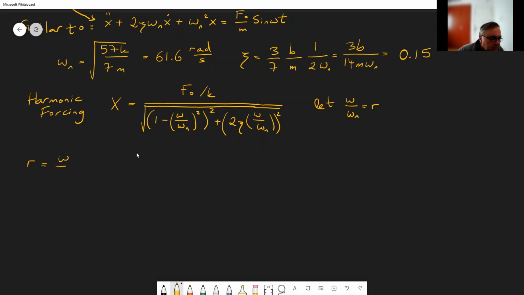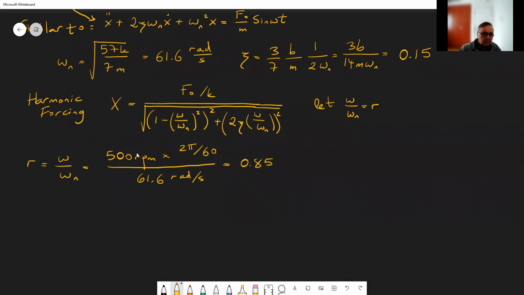R is equal to, as we have said, omega over omega n. Omega is 500 RPM, by the way. But RPM is not a proper unit. We multiply by 2 pi over 60 to convert it to radians, 61.6 radians per second. And the result is 0.85. We are not at resonance, but not too far from resonance either. 0.85 is kind of close to resonance.